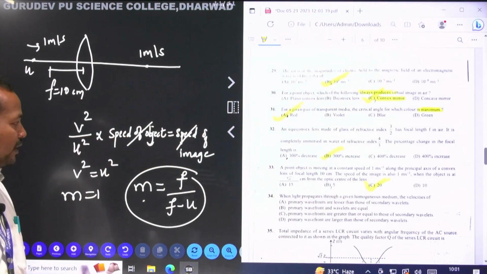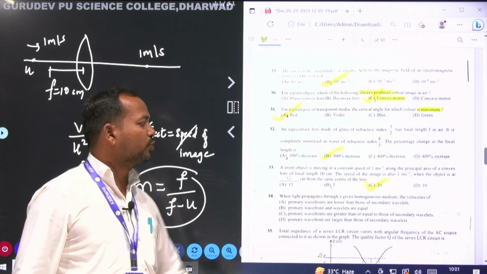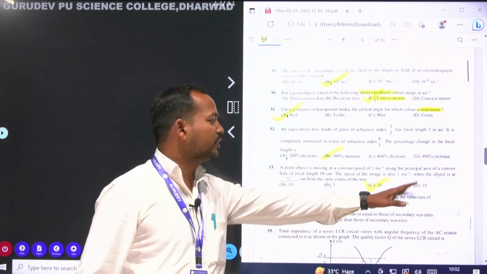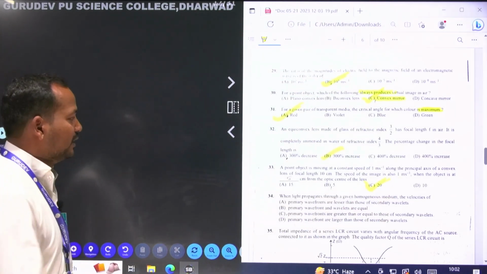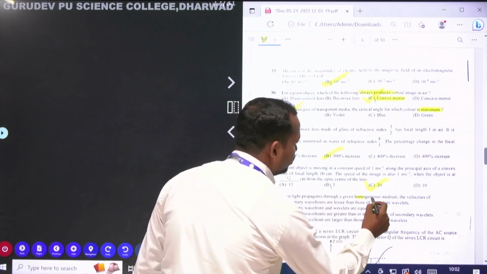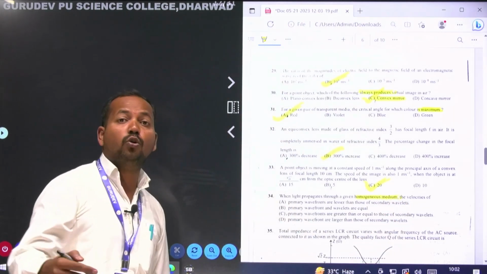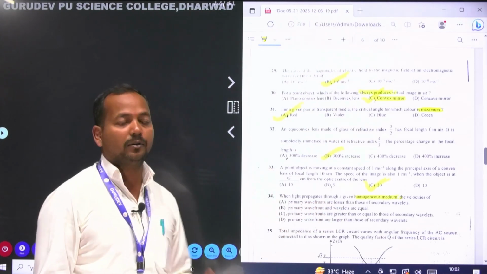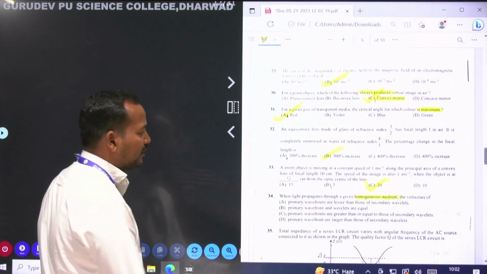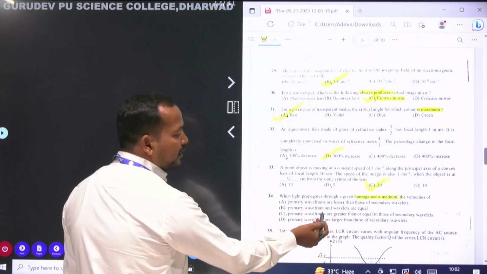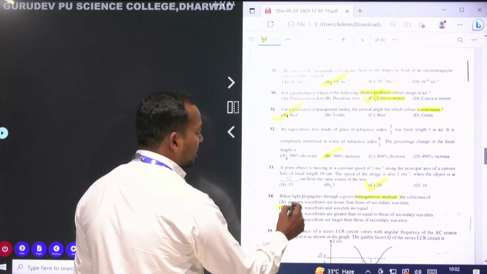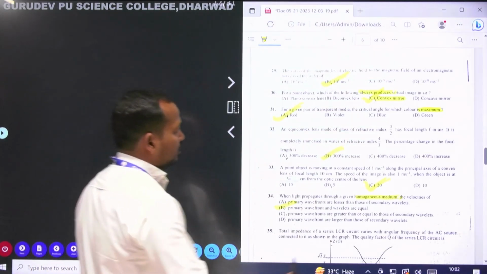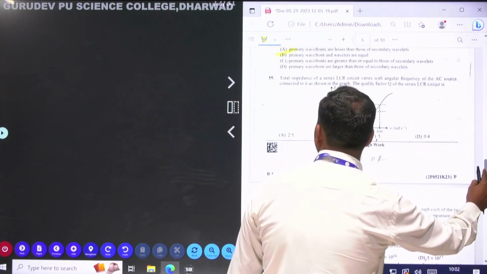Now 34, that is when light propagates through a given homogeneous medium. That is a very important term: homogeneous. When light travels through a homogeneous medium, the speeds of the primary wavefront and wavelets are equal, right? This is by concept. So option B is correct. For the 34th question, option B is correct. Now we will move to the next question, 35.